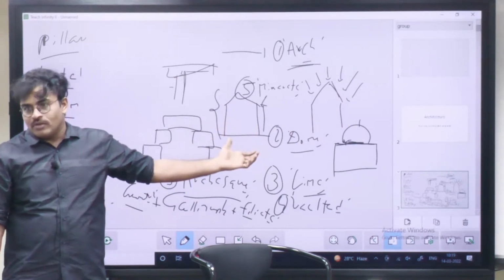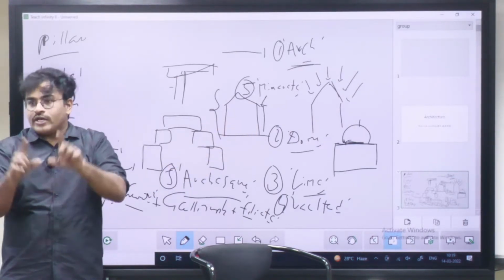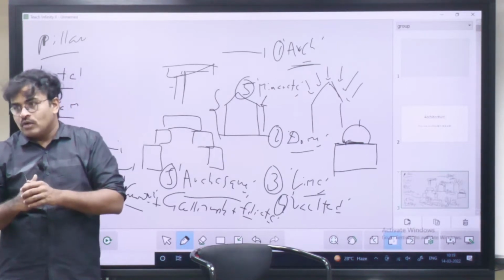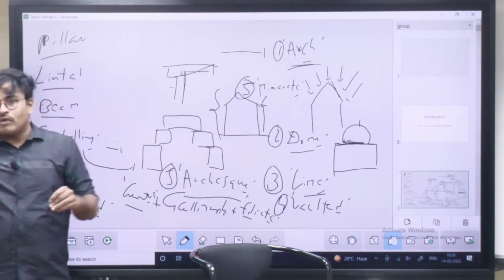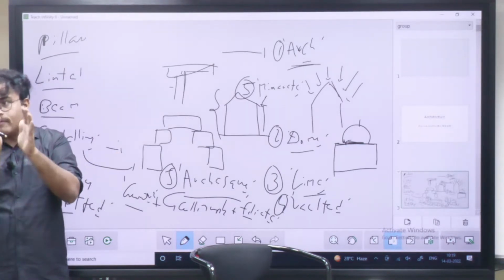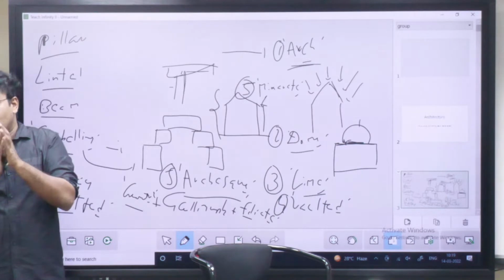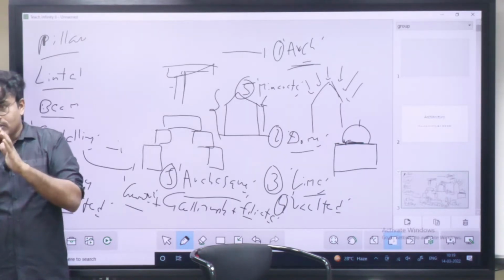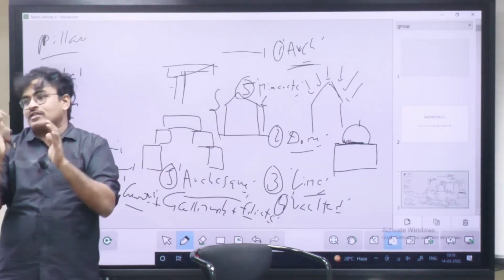Niche means, you remember, a small place where small images are placed in Hindu temples. I used the word niche long back, in environment also, where a niche is a specific place where one animal can reside. Every animal has its own specific niche. Similarly, a niche is a functional space within a structure.